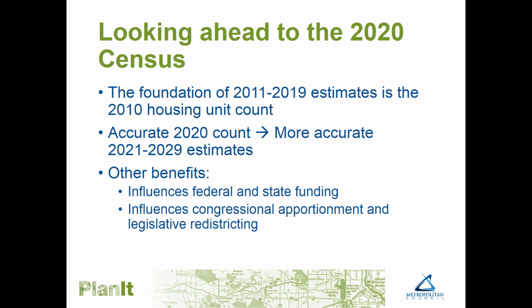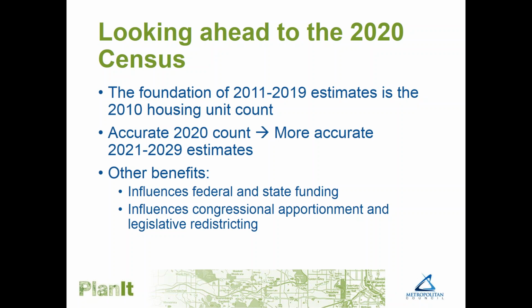Looking ahead now, I want to offer some considerations for the future, given that the 2020 census is now less than 3 years away. As we've seen, the 2010 housing unit count is the foundation of all the estimates since then, from 2011 to 2019. And so to make your community's estimates after 2020 more accurate, it's extremely important to make sure that all of your housing units get counted in the 2020 census. And there are benefits in addition to accuracy.